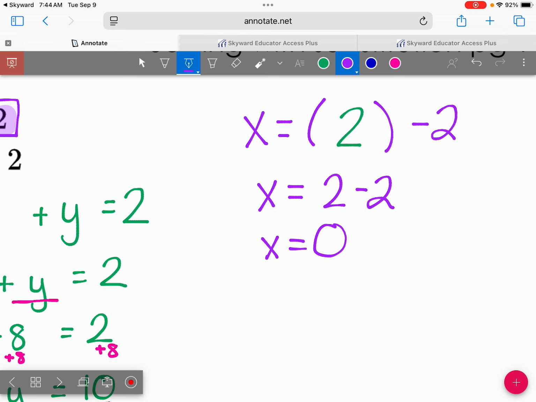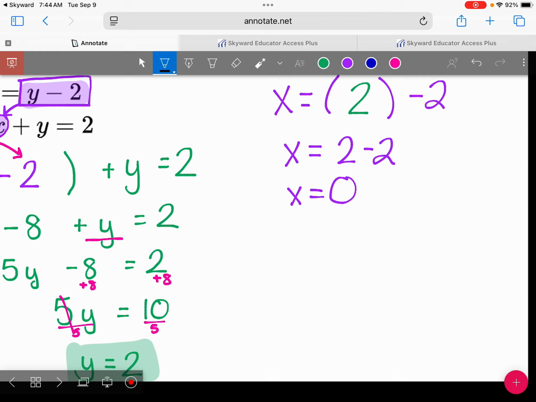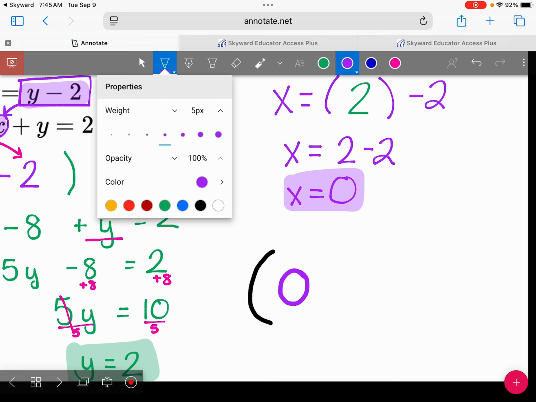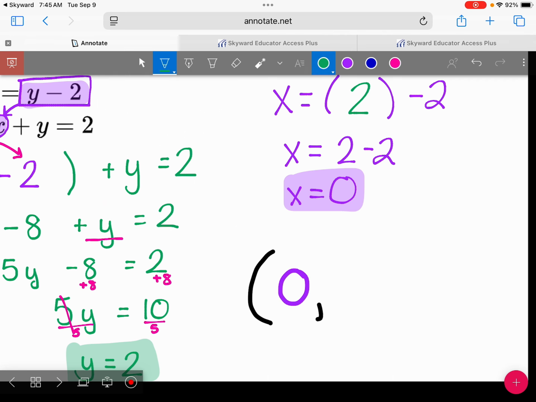0 is a fine number. I'm allowed to have 0. That's a thing. Just because we get a 0 doesn't mean something's wrong. I don't know why, but people start panicking when we get zeros and think we're wrong. It's okay. 0's a thing. So this gives me my x of 0, and I know my y is going to be 2. So my whole answer is going to be the point (0, 2).